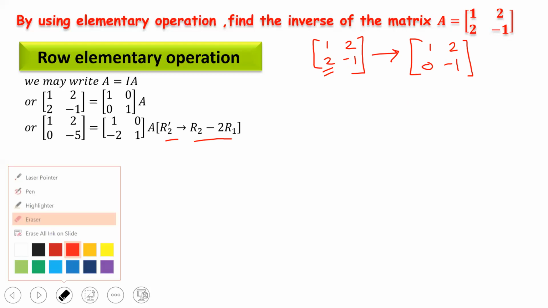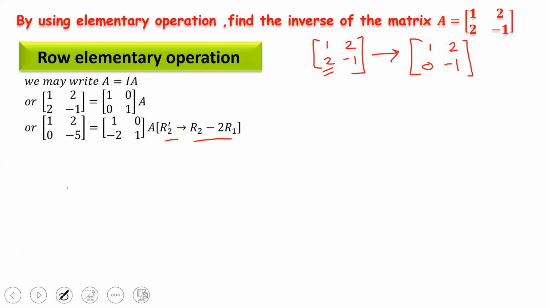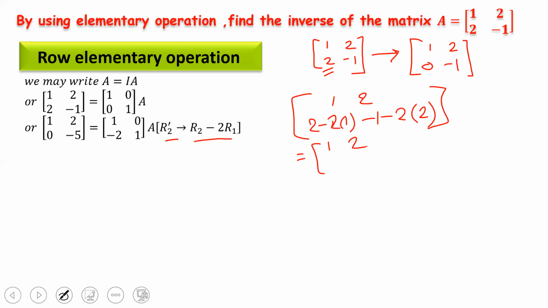So let us apply this one. If we apply this operation on this matrix A, the first row will remain unchanged, and in the second row we will change row 2 to row 2 minus 2 into row 1. So now if we simplify it, you will find this is 1 2 and 2 minus 2 0 and minus 1 minus 4 minus 5.